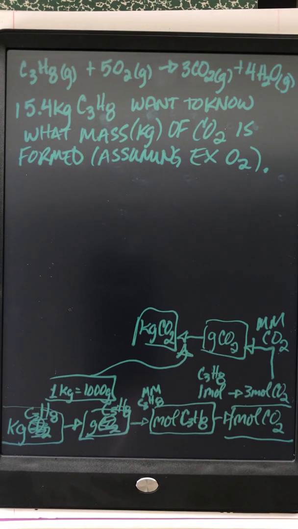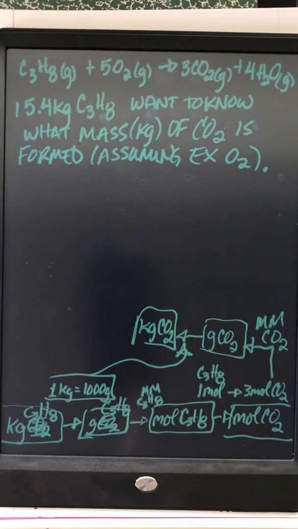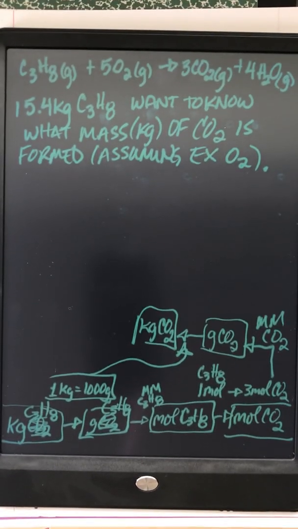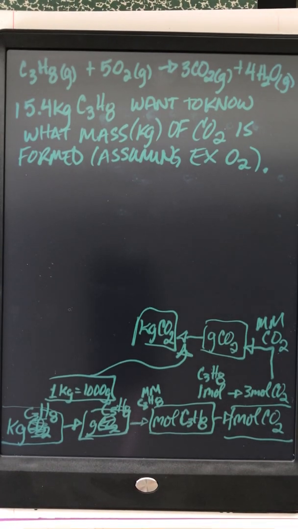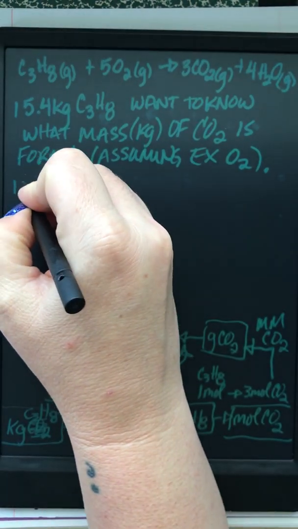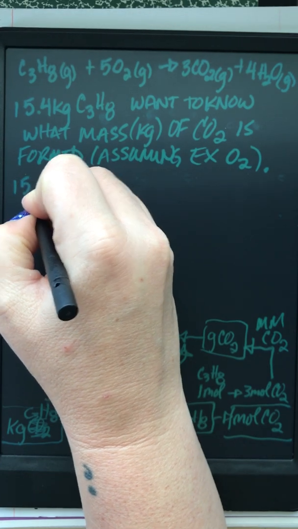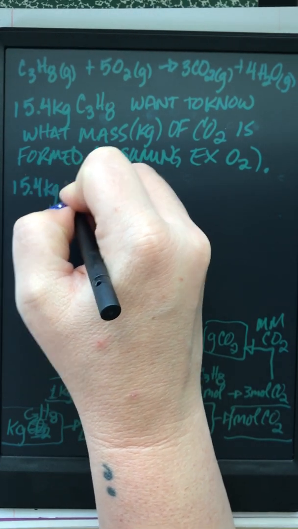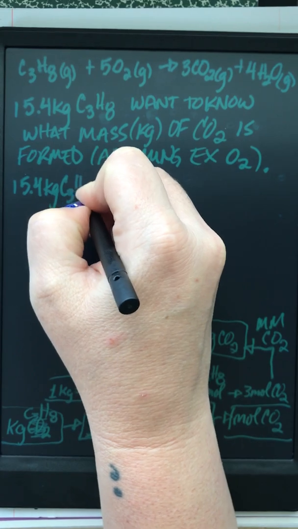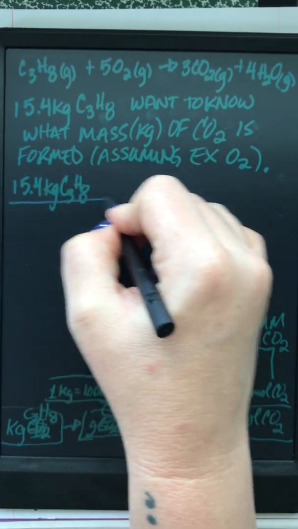Now, ideally, if you were doing this on a piece of paper, you would be able to do it long form instead of having these confusing arrows. But hopefully this is still helpful for you building this map. Very helpful. Cool. So we're starting off with 15.4 kilograms of propane, not carbon dioxide.